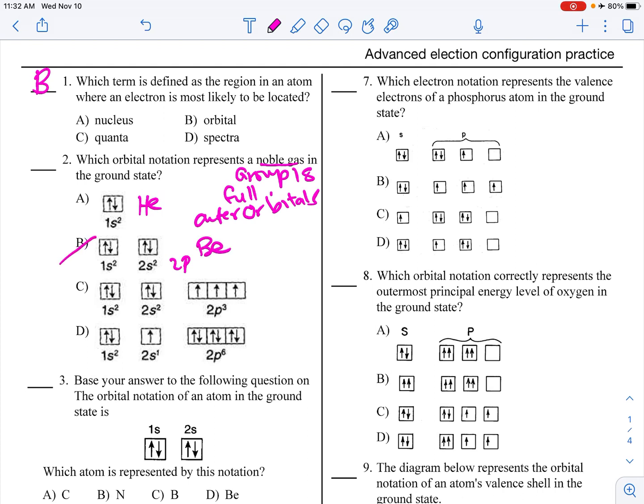A is. 1s2, I can obviously see that this is not filled. So that's 2, 4, and 3. So that's 7. Yeah, that's nitrogen. And this is not filled. Even though this is not filled, which means it's not in the ground state, so we don't want that. So it is choice A.